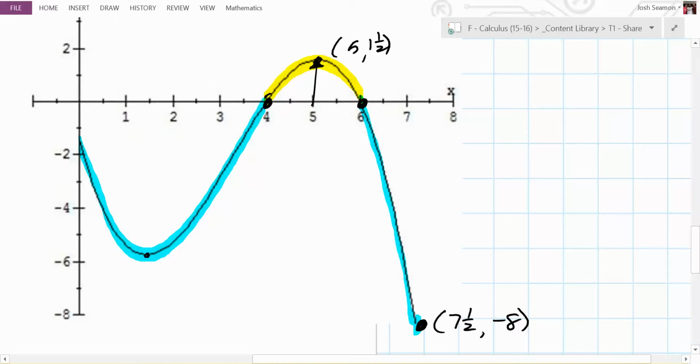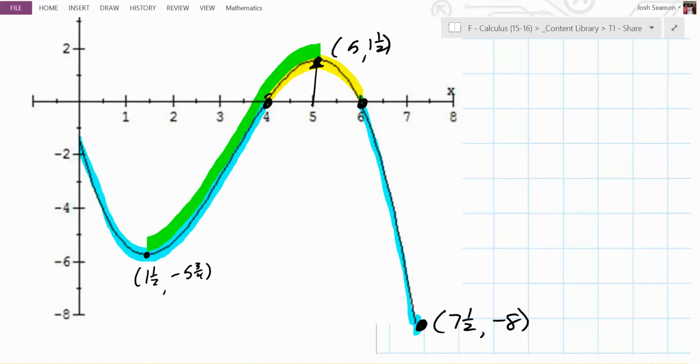From, let's say that's 1.5 comma negative 5 3/4. So from there to where? To where? Yeah. So from there to 5. Excellent. And then where's it going to be negative? Everywhere else, right?